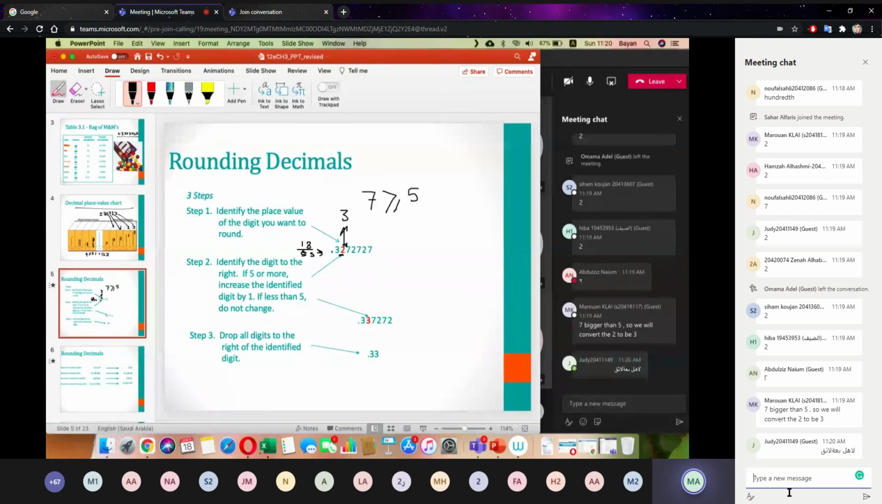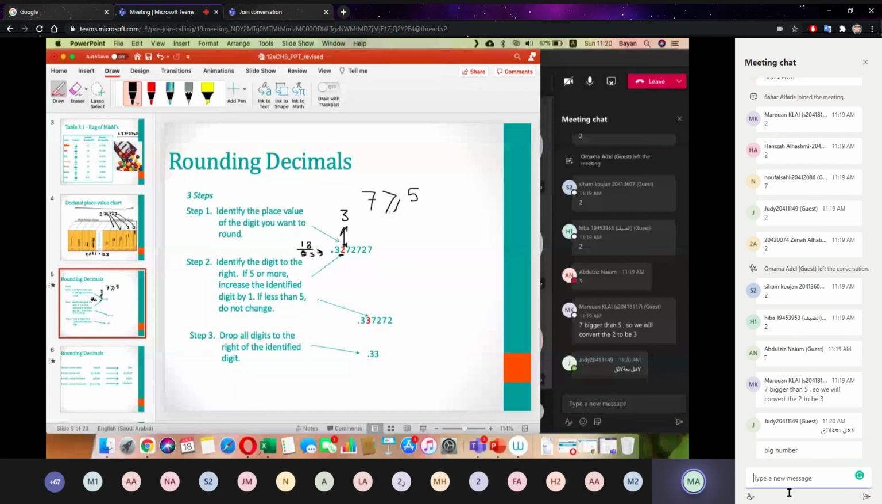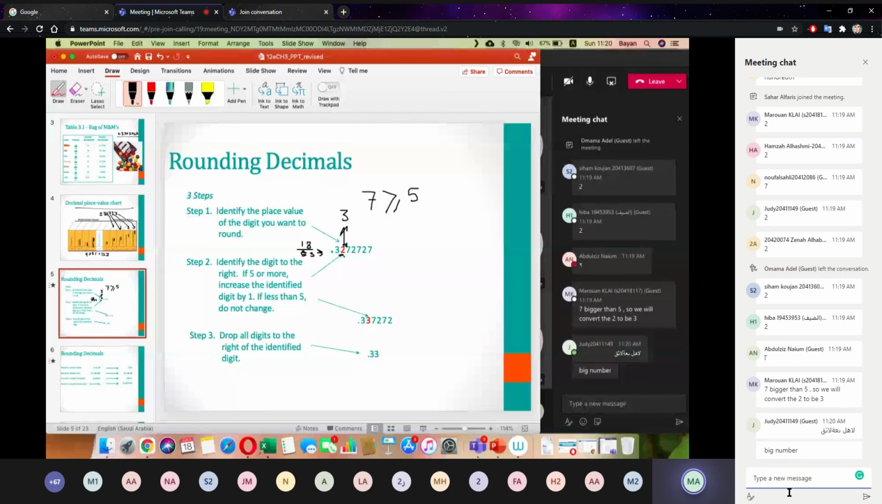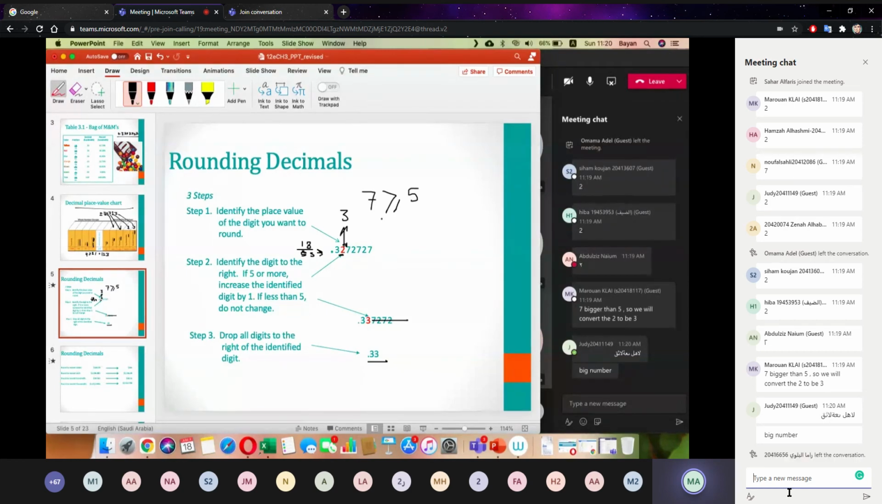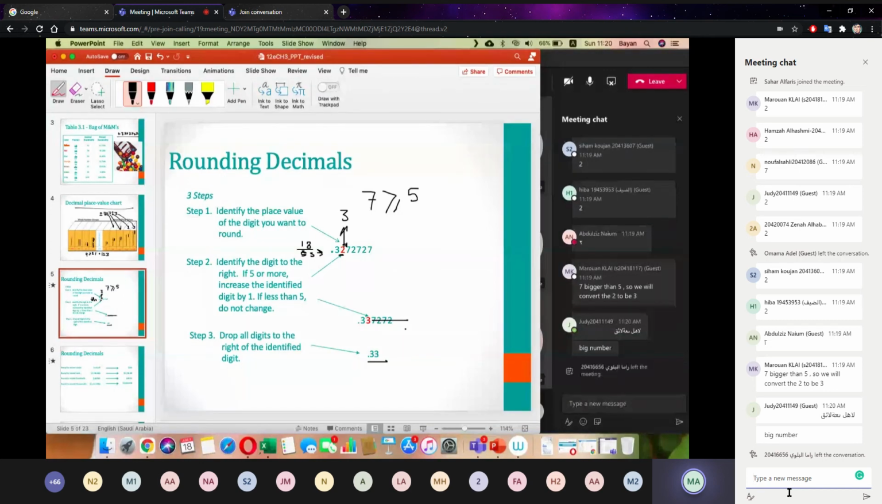So when the value after the selected number is greater or equal to 5, we increase our value 1 unit more. So we increase this to become 3. So our answer will be 0.33. We drop the value after rounding. So after 2 we have 7, and 7 is greater or equal to 5, so number 2 we change to become 3. Then we drop the values after number 3. Clear?